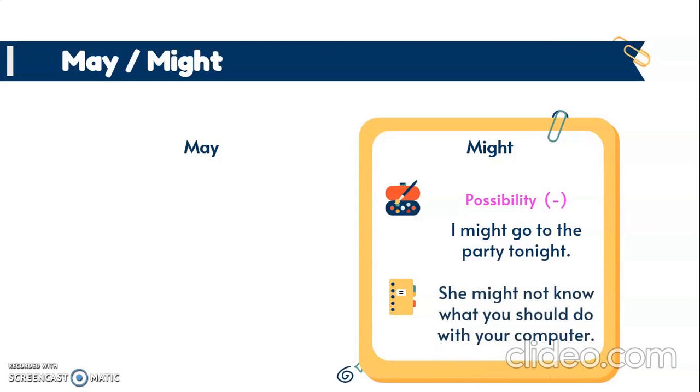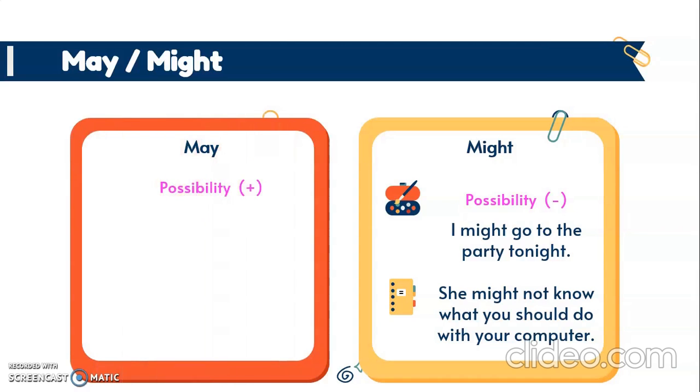She might not know what you should do with your computer. She might not know, but it is possible that she does know, but we're not sure about it. And we also use may to talk about possibilities. We have to take into account that might is a bit smaller possibility than may, but native speakers don't usually make this distinction, so it's just a fact that can help us distinguish between both of them.